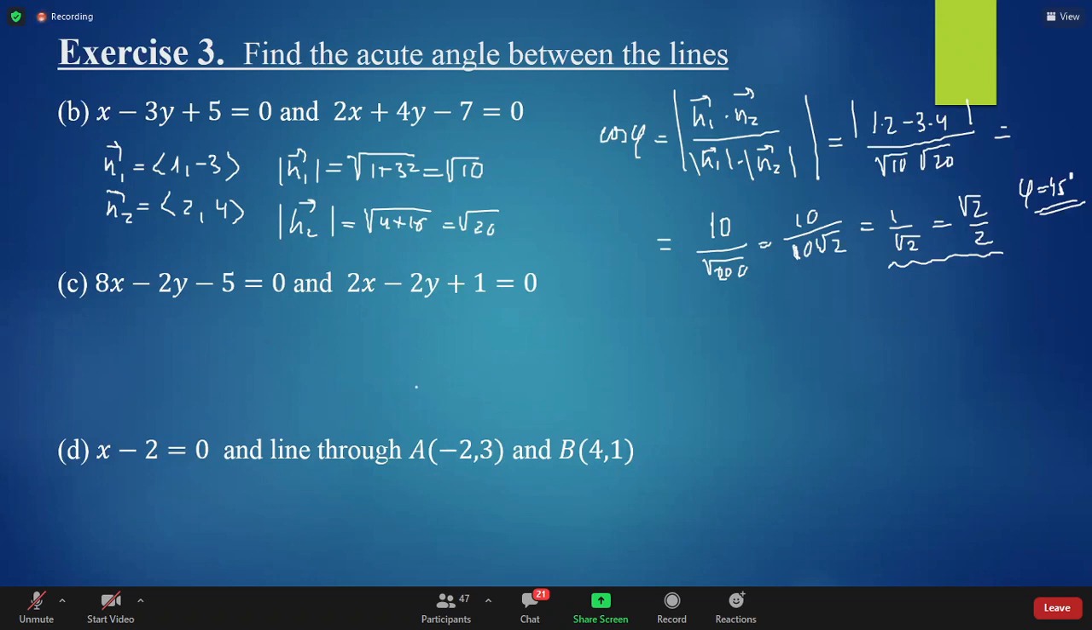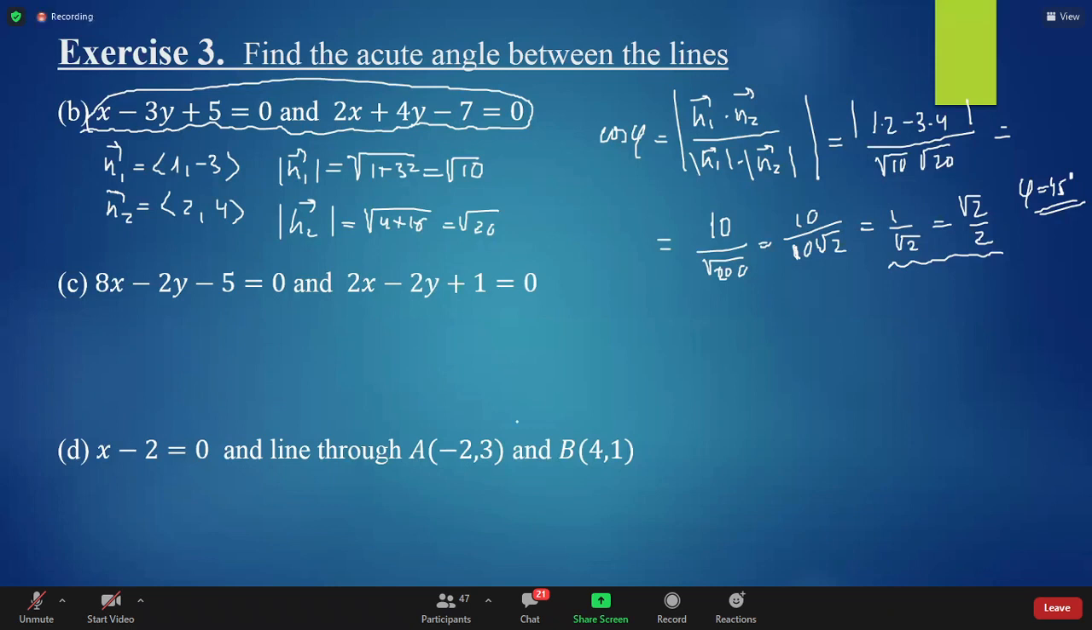So when we have the angle, when we have the two lines written in the normal vector form, in the general form, general equations, we commonly use the normal vectors because this is the easiest thing to do. These are the easiest vectors to use. Of course, we can use something else. Let's try for C, for example.